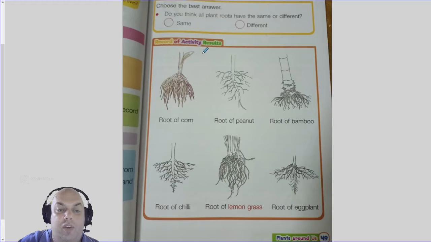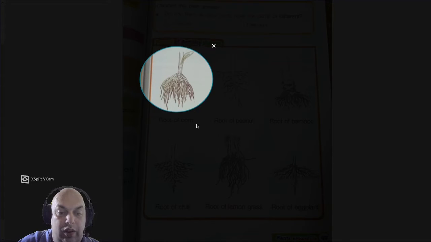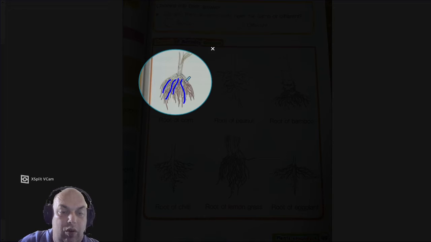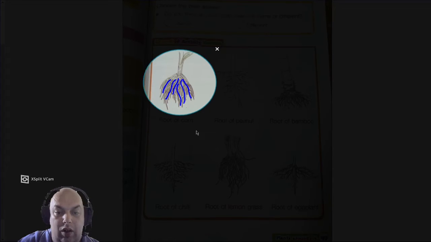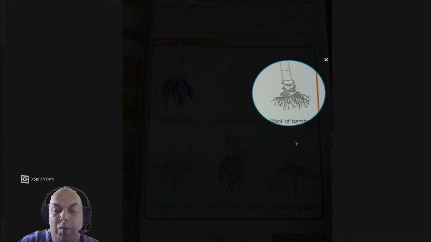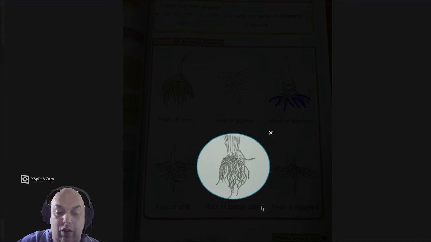So let's have a look at which ones are the taproot and which ones are the fibrous roots. Let's start with the fibrous root. As you can see over here, the root of corn is a fibrous root. It has many small parts of root. There is no big root in the middle that holds the plant into the ground. Alright, let's have a look over here. Bamboo. Same thing. There is not a big root in the middle. They're all just small fibrous roots. And also the root of lemongrass is all small fibrous roots.